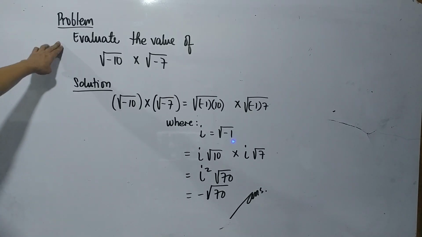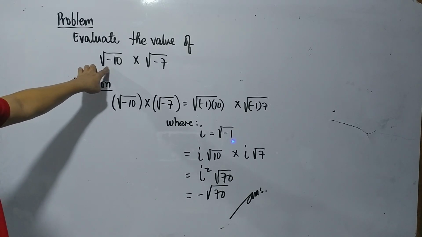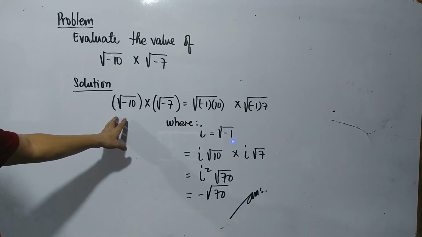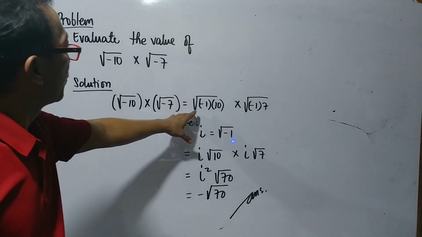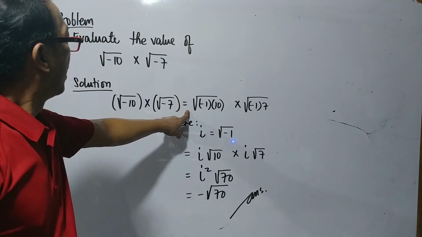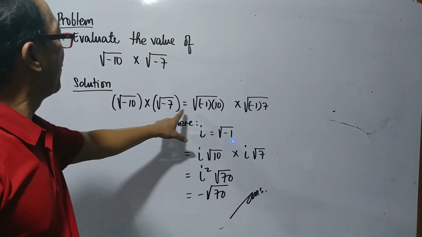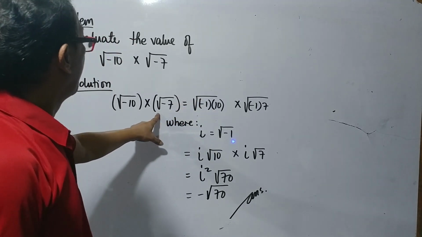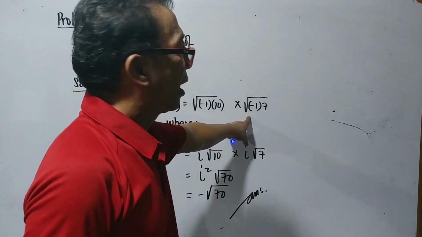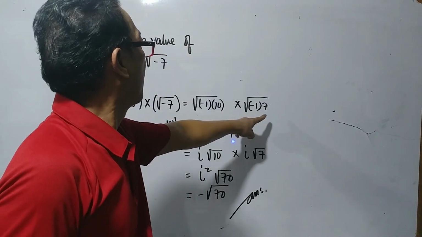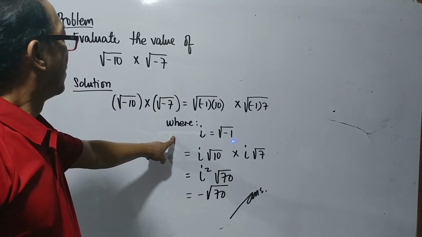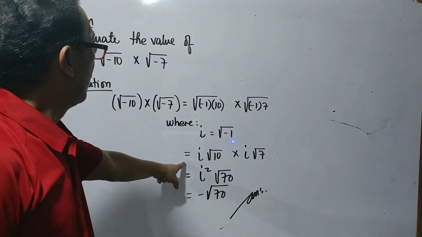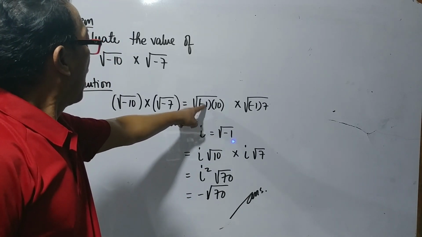Our next problem is to evaluate the value of the square root of negative 10 times the square root of negative 7. To solve it, manipulate the problem in this way. As you notice, the square root of negative 10 can be expressed as the square root of negative 1 times 10. And the square root of negative 7 can be expressed also as the square root of negative 1 times 7. We said that i is equal to the square root of negative 1. So we can bring it out here.